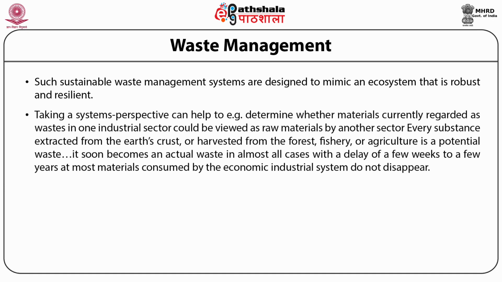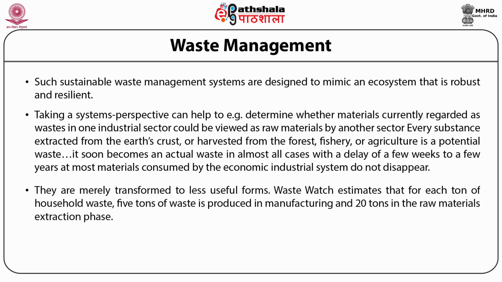Taking a system perspective can help to determine whether materials currently regarded as waste in one industrial sector could be viewed as raw material by another sector. Every substance extracted from Earth's crust or harvested from the forest, fisheries, or agriculture is a potential waste. It soon becomes an actual waste in almost all cases, with a delay of a few weeks to a few years at most. Materials consumed by the economic industrial system do not disappear. They are merely transformed to less useful forms.